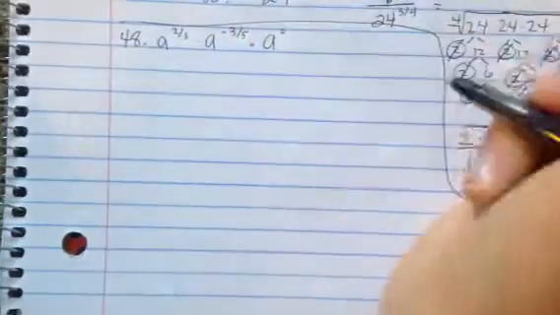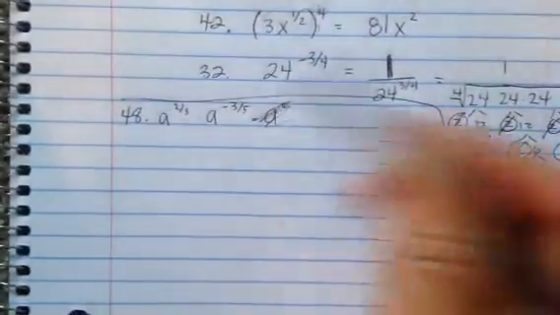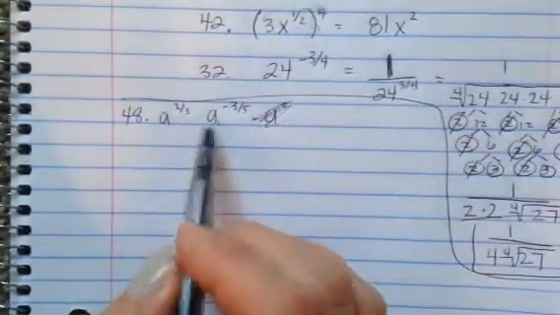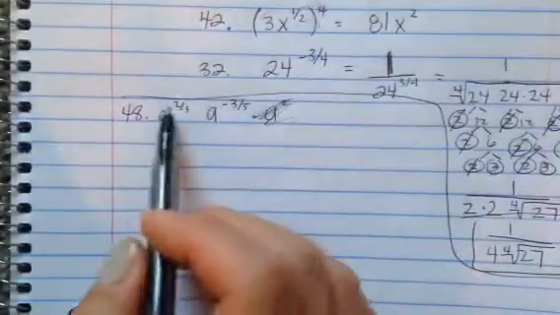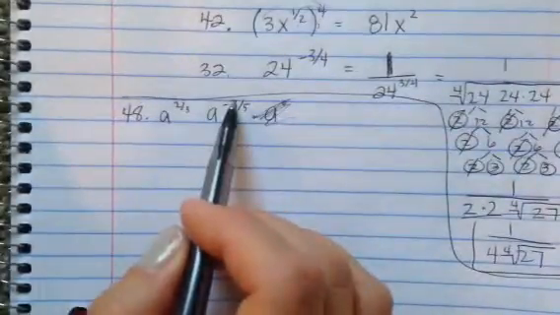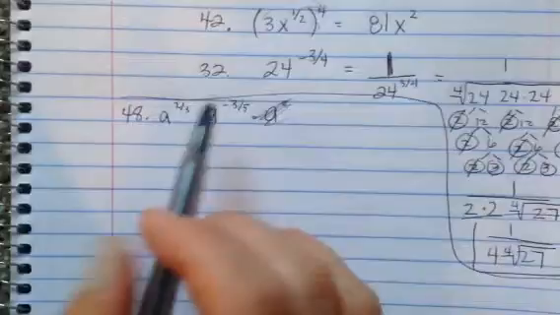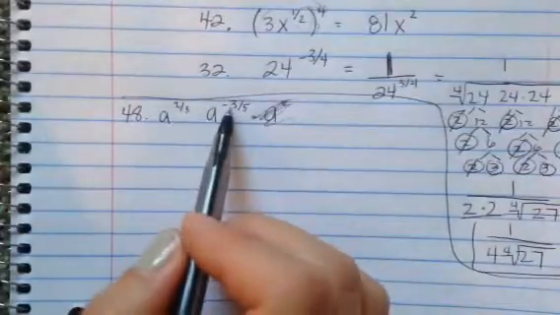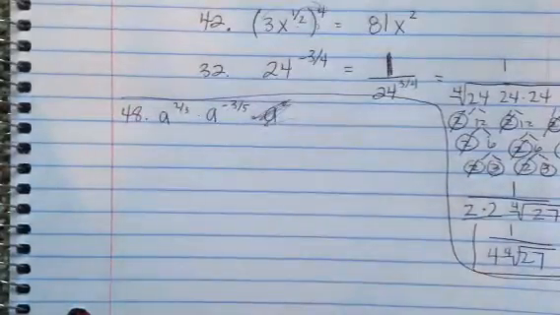times a to the negative 3/5 times a to the 0, which anything to the power of 0 is just 1, so we can pretend like that's gone. We don't even have to worry about that. But if we still had it there, I'm going to show you what you'd still do. If these are the same base, if you remember, what we do with the exponents is we add them. So then I'm going to do 2/3 plus negative 3/5 plus 0.